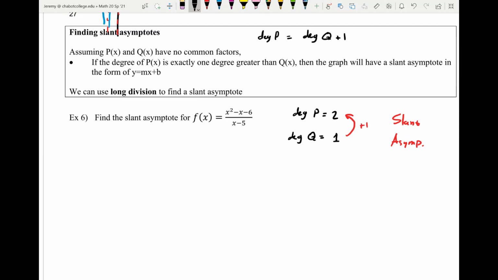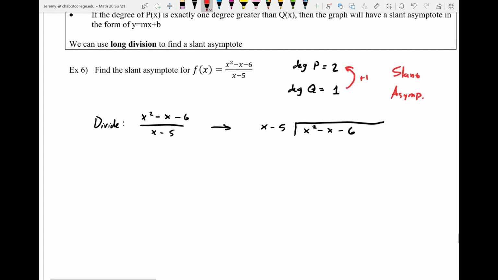Okay, so another way to express f of x is going to come out of this. So I'm going to divide x squared minus x minus 6 over x minus 5. And I can do this using long division. I could also use synthetic division, but I'm just going to do long division this time. So the way I do this, think back to section 3.2 where we talked about this. Is that the right section? 3.2? Yeah, I think so.